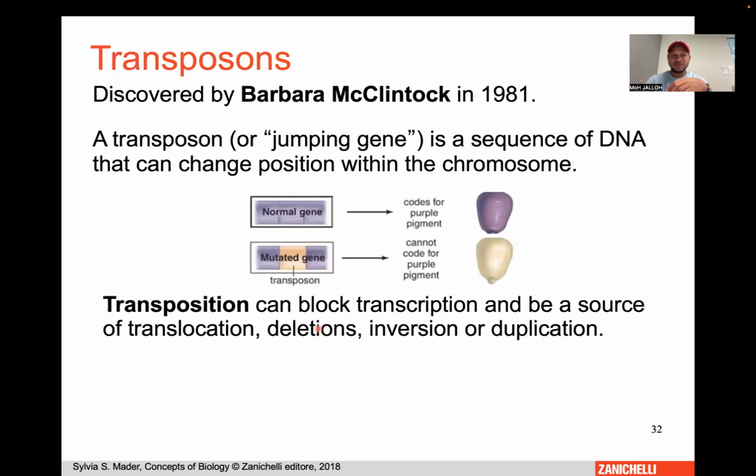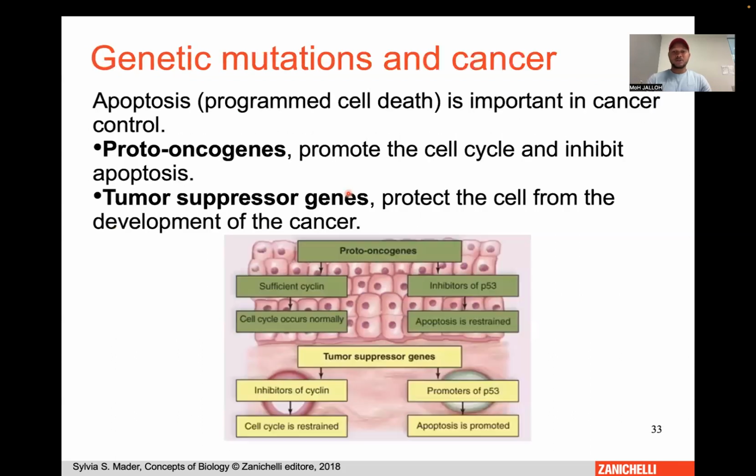Frame shift mutation. We didn't talk about transposons, right? By Barbara McClintock. Barbara McClintock was someone who was studying corn, and she discovered this particular thing called transposons or jumping genes. It's a sequence of DNA that can change position within a chromosome. So they have the ability to change their own position without any permission. And in most instances, this calls for evolution, or sometimes it causes mutation, right? It's both harmful and helpful.